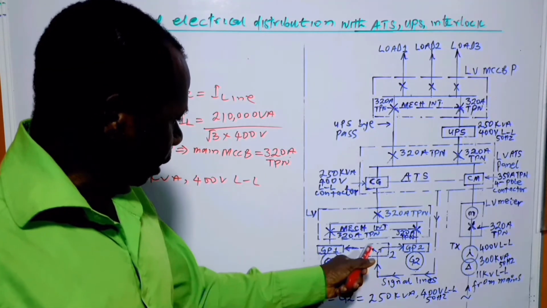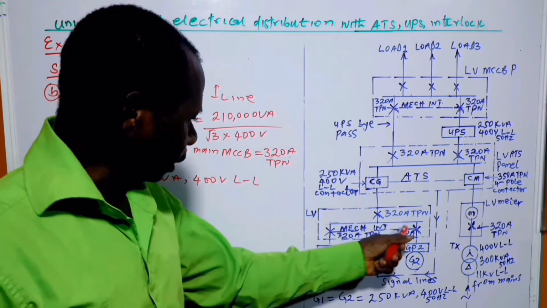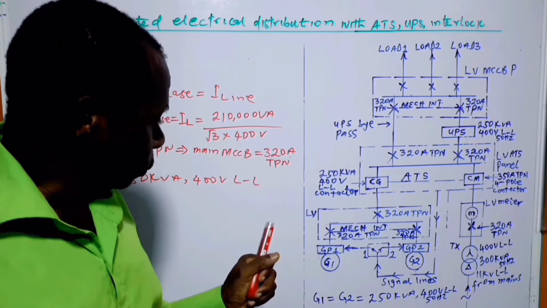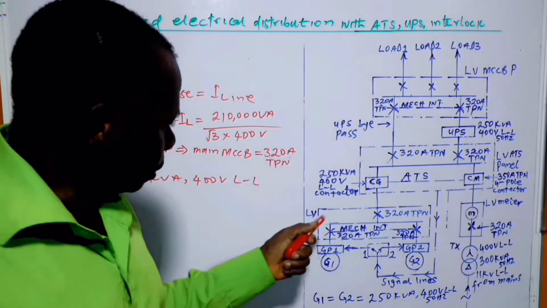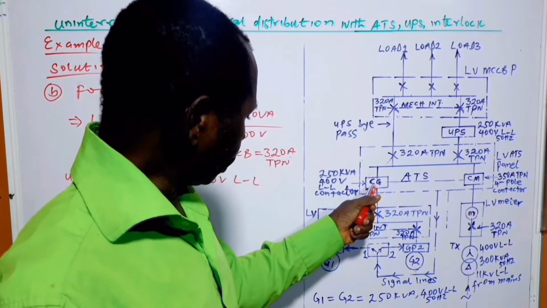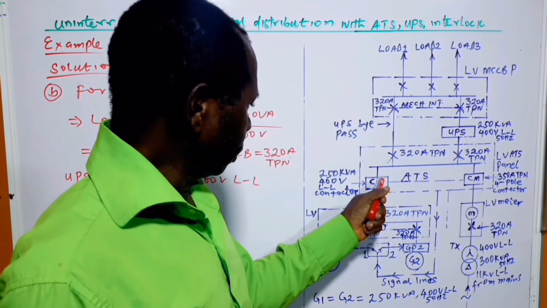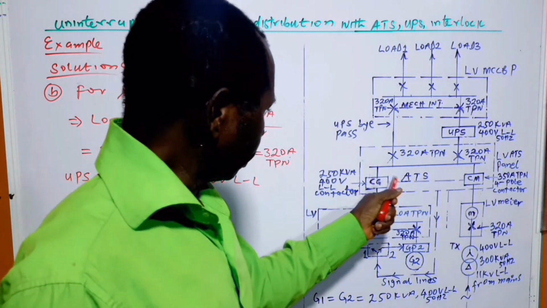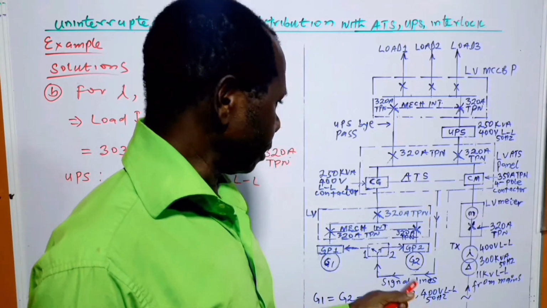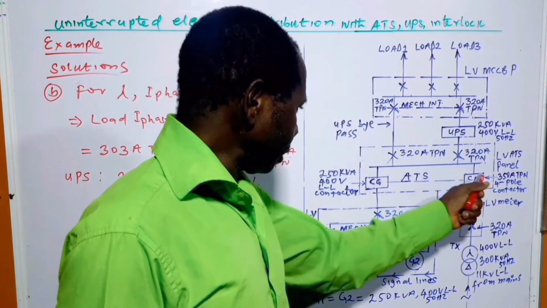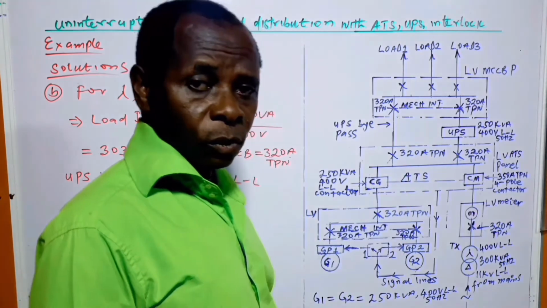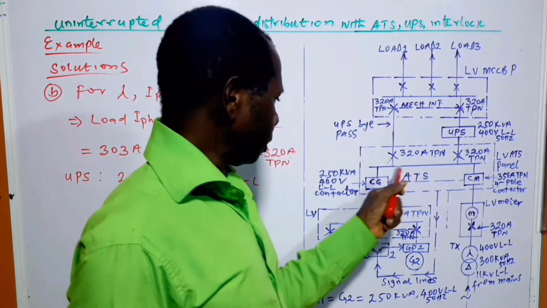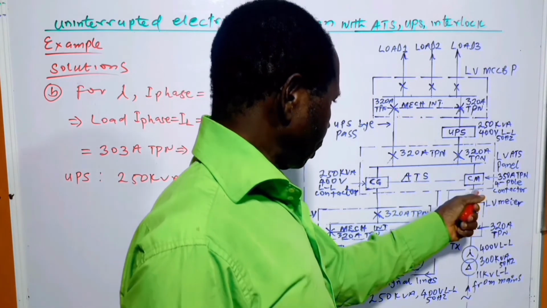So now from here we have the mechanical interlock here. The two generators are not working at the same time. One is on duty, the other one is on standby. Alright, so from here we go to the contactor for the generator. And they are linked together, making use of this ATS. So when this one is energized, this one is de-energized. The two of them should not be energized at the same time. If this one is energized, this one is de-energized.